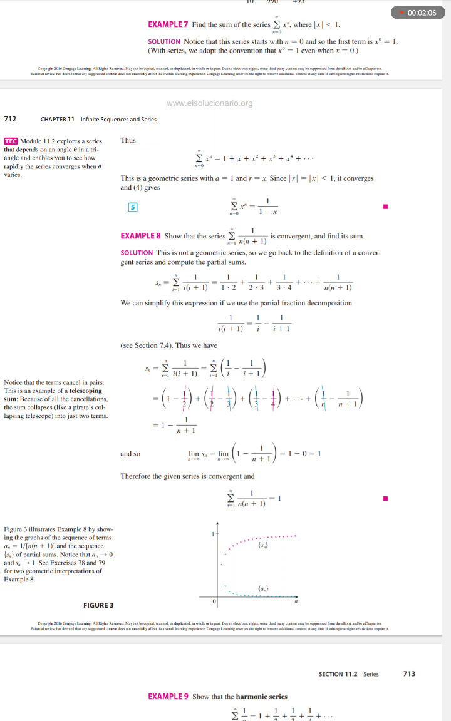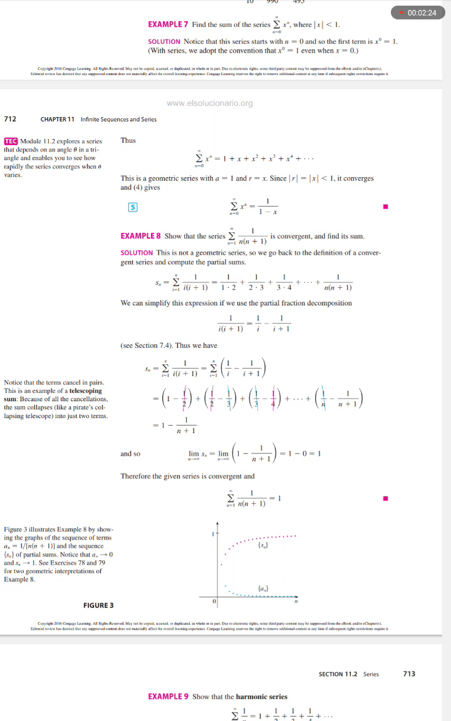Example 8. Show that the series, the sum from n equals 1 to infinity of 1 over n times n plus 1, is convergent, and find its sum.